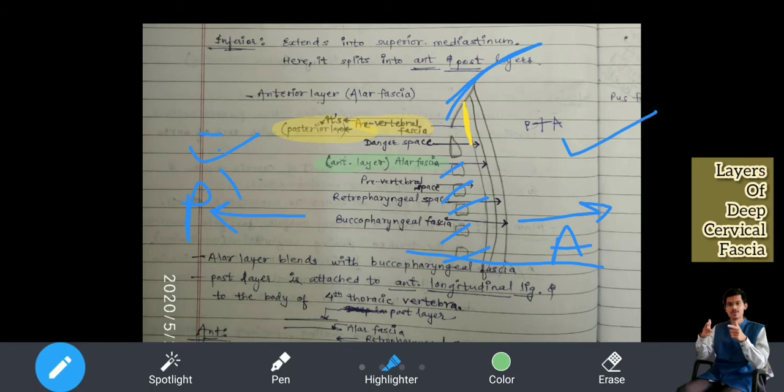Can you see the arrow? Can you see this here? Now the space between the two, I will use a blue highlighter. See, the space between the two is nothing but the danger space. Why is it called the danger space? Because it is the site for infection. Understood? It is the site.